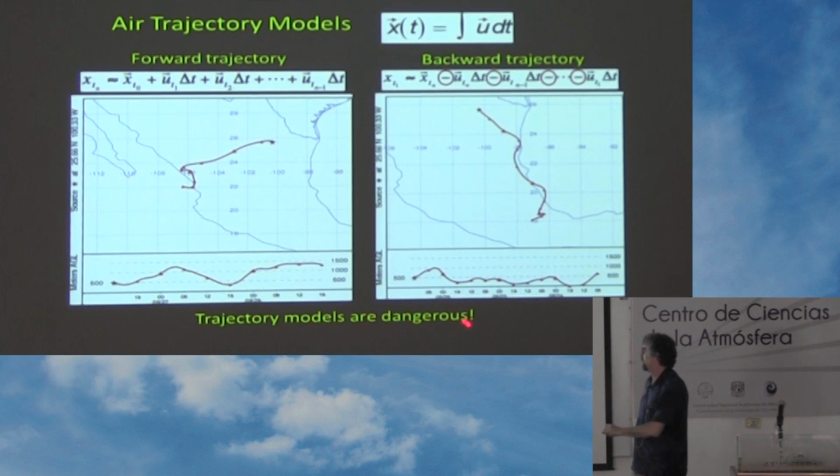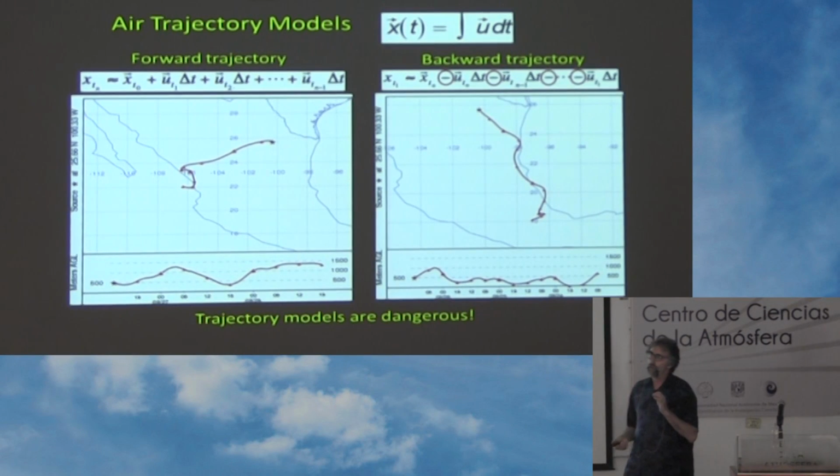But as I wrote here, these models are very dangerous because it is very easy to interpret them incorrectly. So here, for example, is a line on a map. Oh, on this day, the air in Monterey came from here. A trajectory model is only an estimate. Also, there are a lot of uncertainties in the estimate.